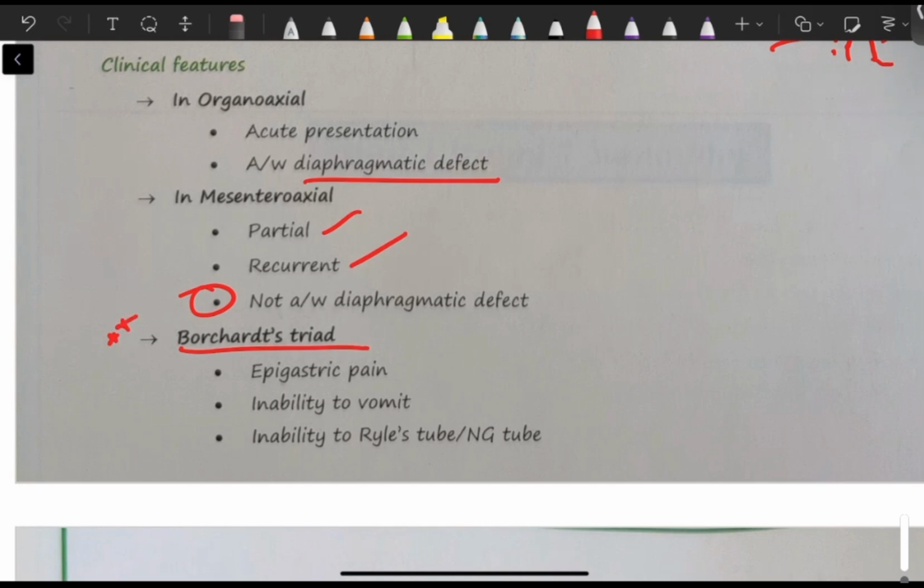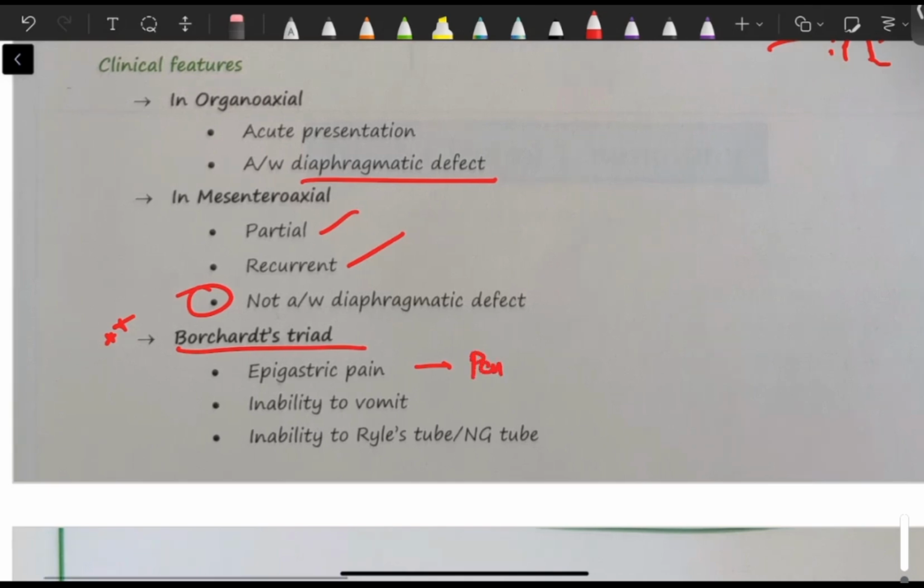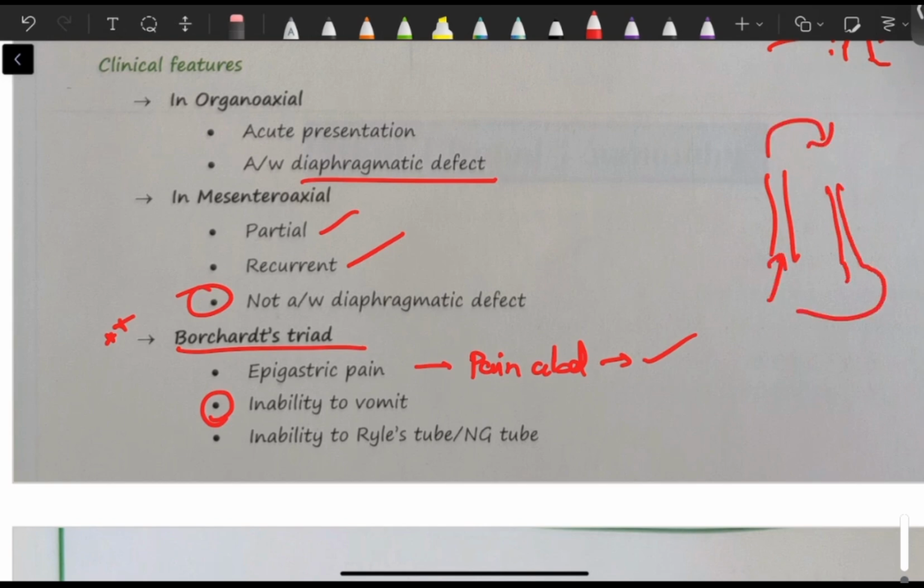Obviously when there is rotation of the organ on its own, there is ischemia, and because of that there will be epigastric pain, and the stomach is usually seen in the epigastric region, so epigastric pain comes. Patient will not be able to vomit also, because there is no clear passage. If there was a straight passage from the esophagus to the stomach, he would have vomited, but now the stomach is rotated on its own, so patient will not be able to vomit.